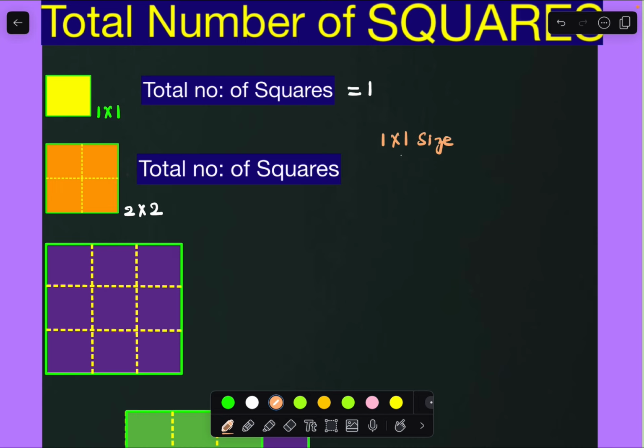In one row, how many 1 by 1 unit squares are there? We can check it once. In the first row, this is a 1 by 1 unit square, and it is one more 1 by 1 unit square. Two squares are there in one row, right? How many 1 unit size rows are there here? This is a 1 unit size row, and it is also one more 1 unit size row. Two rows are there, so we write into 2, right? So now the total number of 1 by 1 size squares is equal to how much?